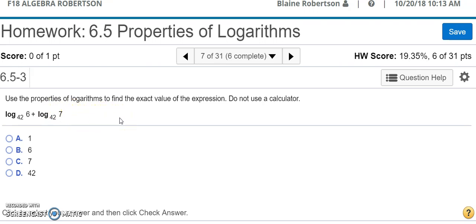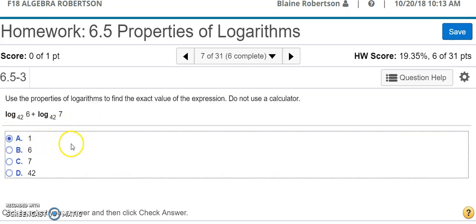So we have the same base argument situation going on. That simplifies and reduces to 1. So again, you use the product rule, you multiply the 6 and the 7, and then you have 42. You have the same base in argument, log base 42 of 42, and we reduce that, and that would just be 1.